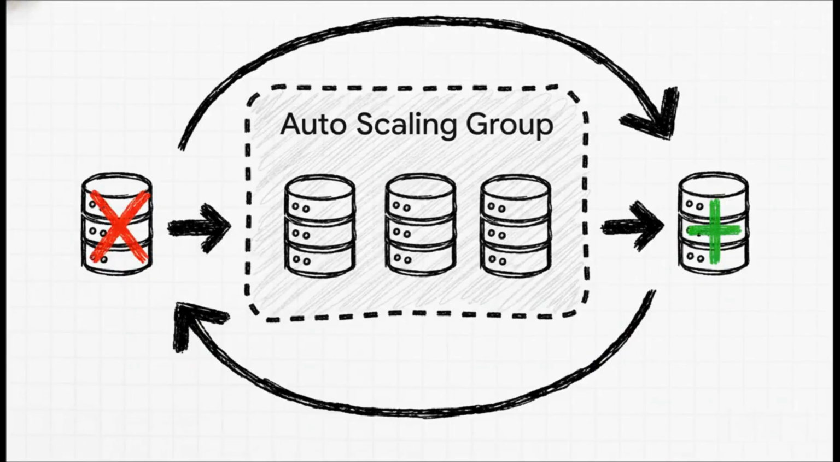And finally, you have to actually fix the problem by automatically replacing the failed component. Amazon EC2 Auto Scaling is the hero here. It's constantly watching the health of your instances, and if it sees one that's unhealthy, it'll just terminate it and launch a brand new, healthy one to take its place. This whole loop, detect, reroute, and replace, that is the heart of a self-healing architecture.